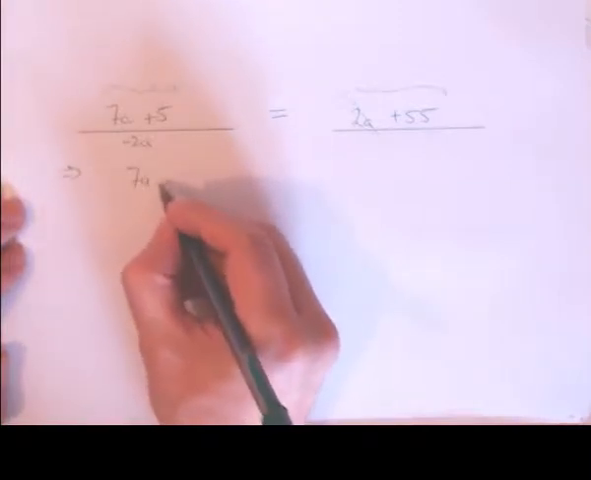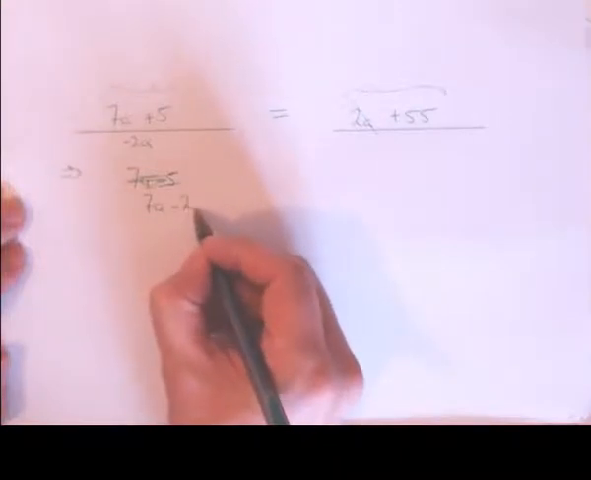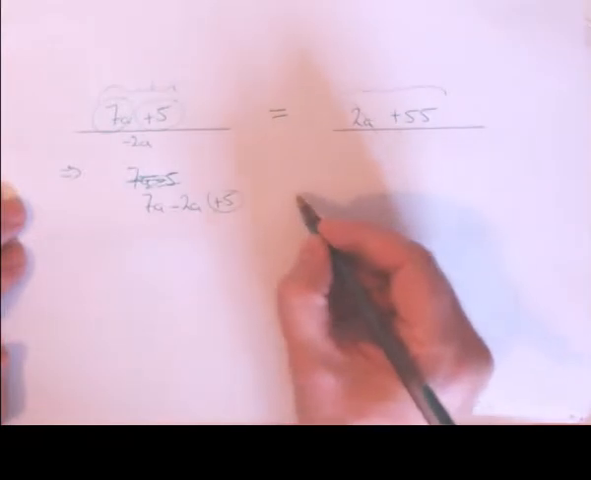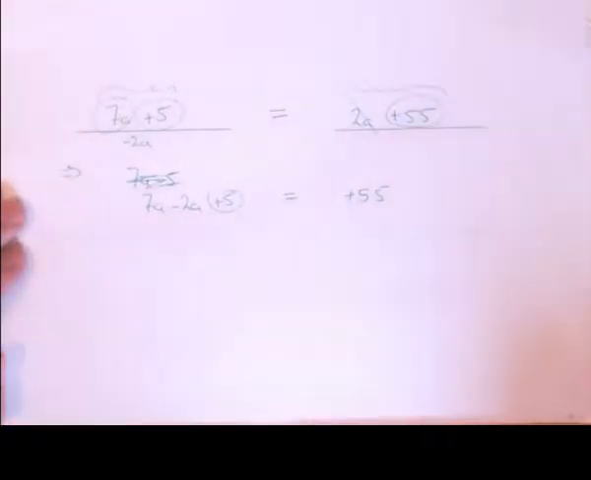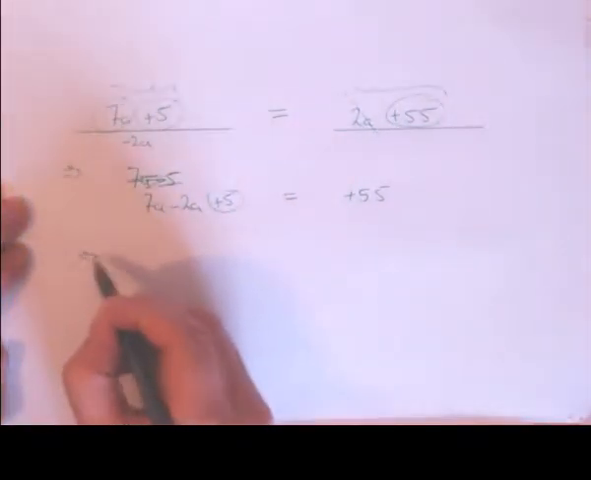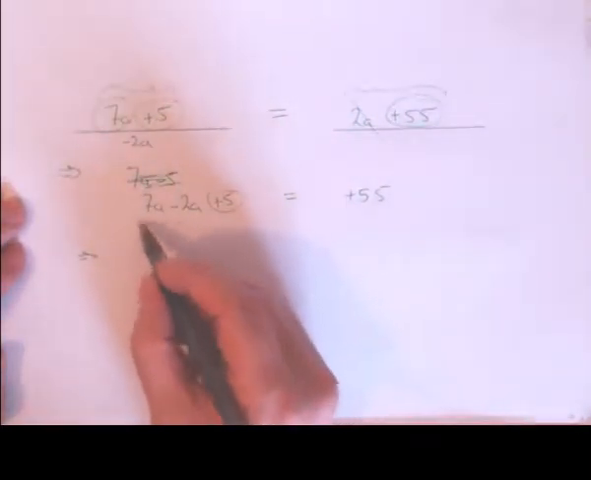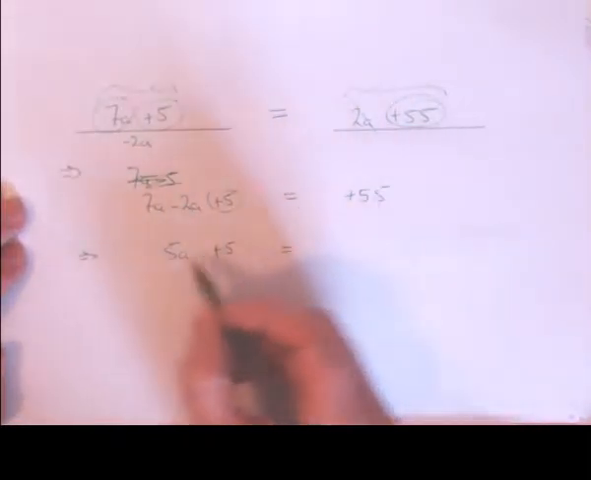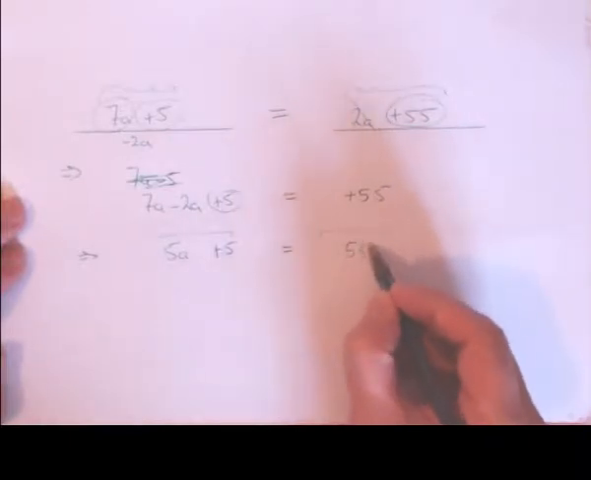So we get 7a minus 2a. We still have our other term there, plus 5, is equal to plus 55. Pretty straightforward. And of course, as we go along, we always simplify as we go so that our statement is easiest to read. 7a take away 2a is 5a. We still have our other term, plus 5. And we know that this expression has the same value as this expression here, 50.